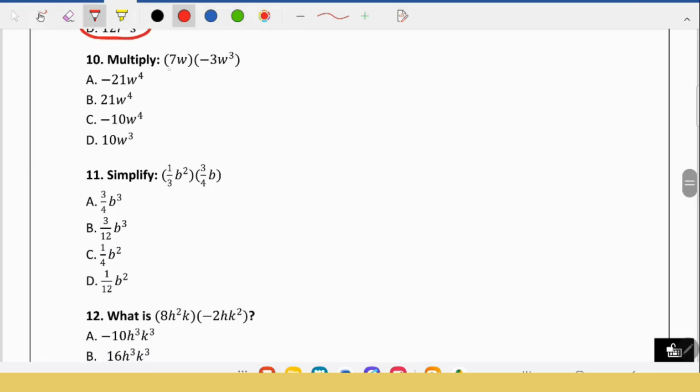Next I have 7w times negative 3w³. 7 and negative 3, I will multiply them first, which is negative 21. w and w³, same letters, I'm going to add their powers. 3 plus 1 is 4. Negative 21w⁴, which is option A.